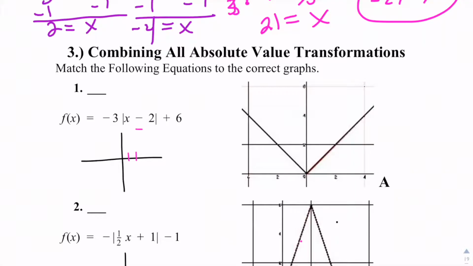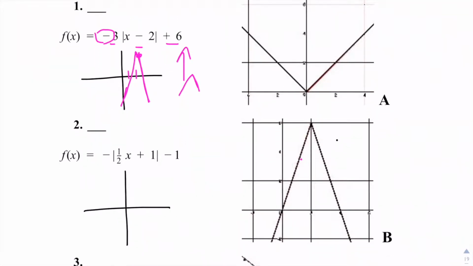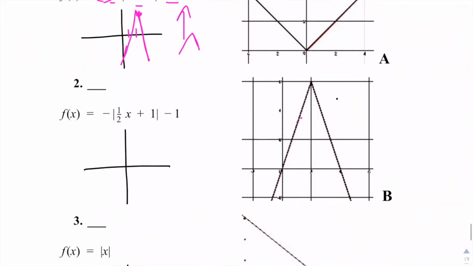And then I know that I have a vertical stretch by a factor of 3, so that means it's going to be getting bigger, kind of going that way. But it's also reflected because of this negative, so it's going to look upside down, kind of like that. And lastly I have a vertical shift of up 6. So my vertex is going to be something like that, and it's going to be kind of skinny because of that stretch. So that's the one I think it's going to look like. As I come over here and look for a graph that looks like that, it's definitely B.